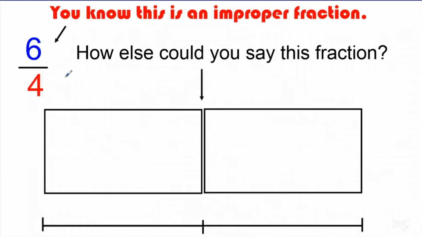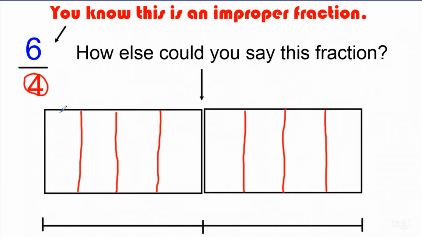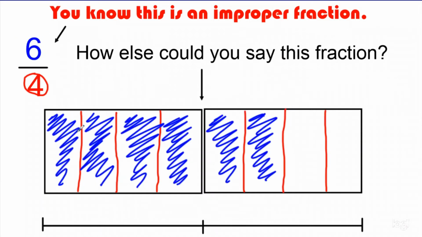All right, you know this is an improper fraction, okay? So I'm going to go ahead and show it on my area model and my number line. I know my denominator is 4, which means each whole needs to be broken up into 4 pieces. So there's one whole broken into 4 equal pieces, or as equal as I can make it. Now I need to break my other whole into 4 equal pieces. And then my numerator is 6, which tells me I need to shade in 6 of them. And there you can see I've shaded in 1, 2, 3, 4, 5, 6.